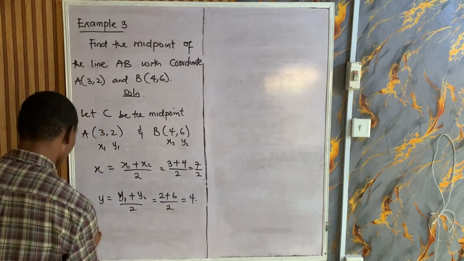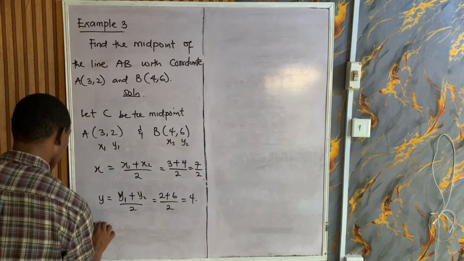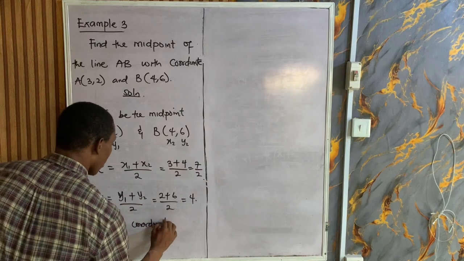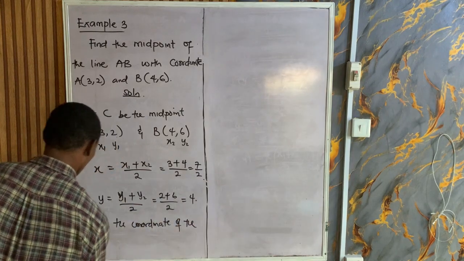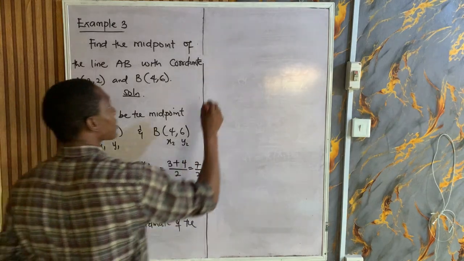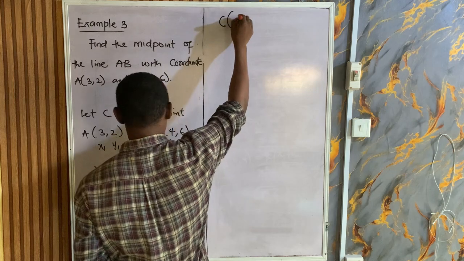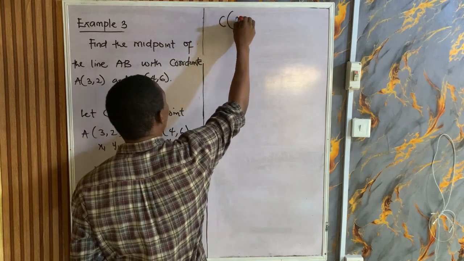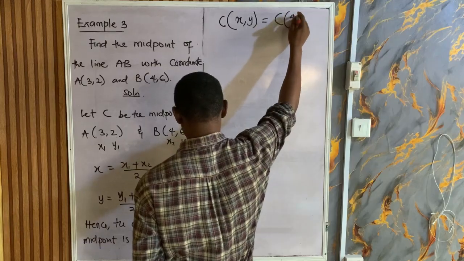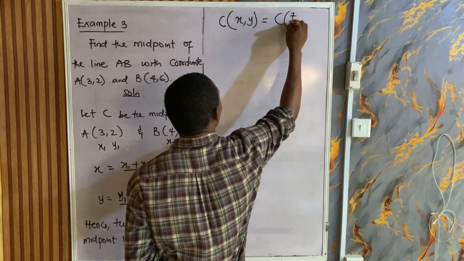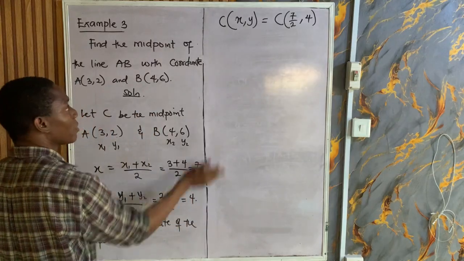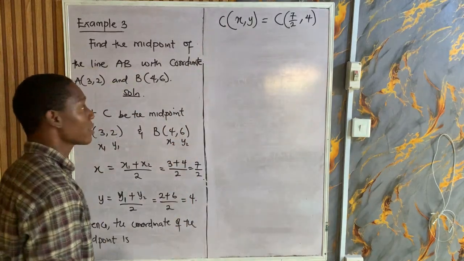And so we can say, hence, the coordinates of the midpoint is C, comma, x, comma, y. So it is given as C, where x is 7 over 2, sorry, 7 over 2, comma, 4. Because the x is 7 over 2 and the y is 4. X, comma, y. That's all for this question.